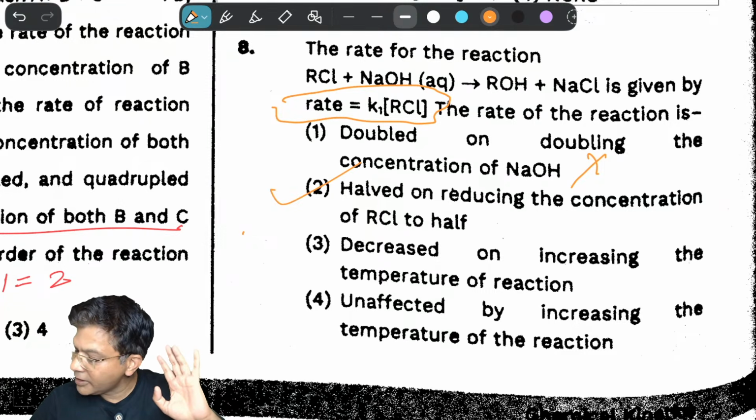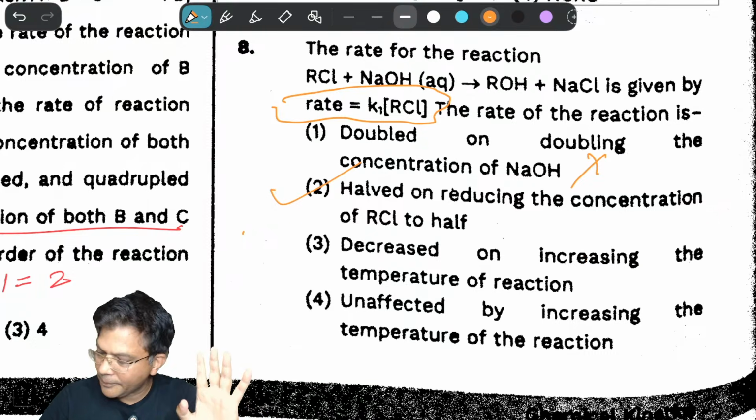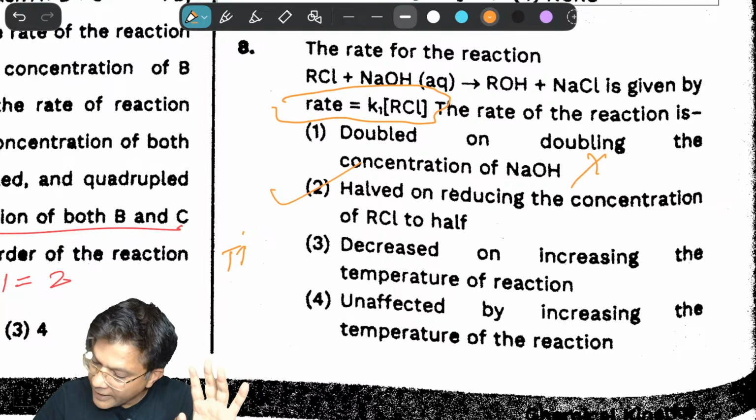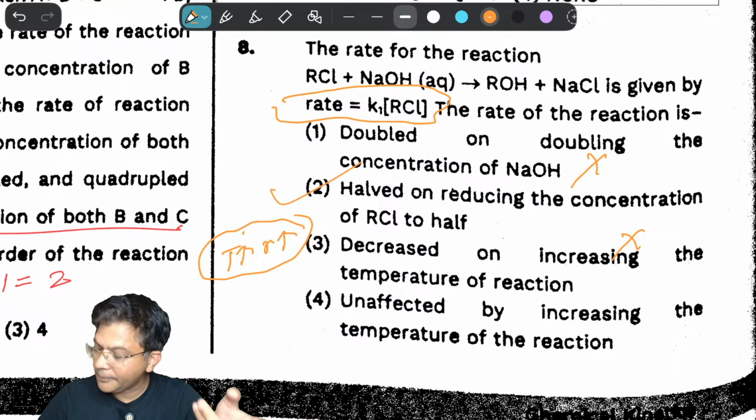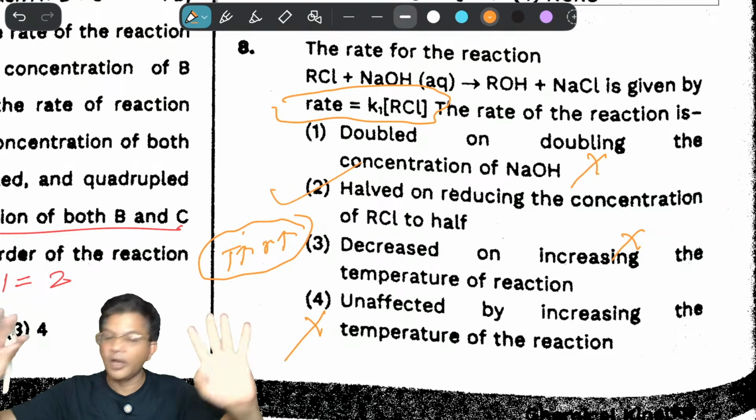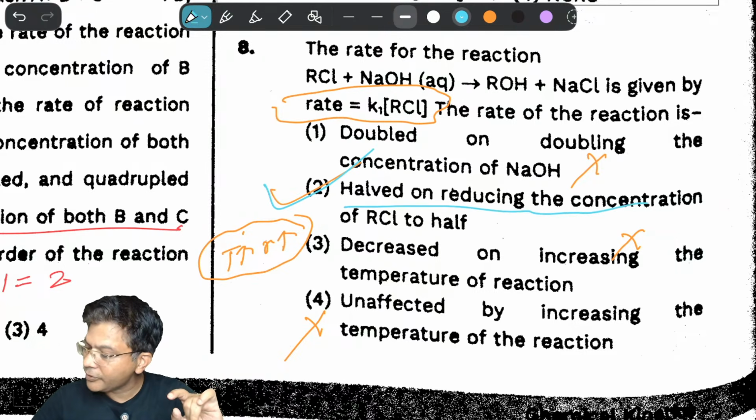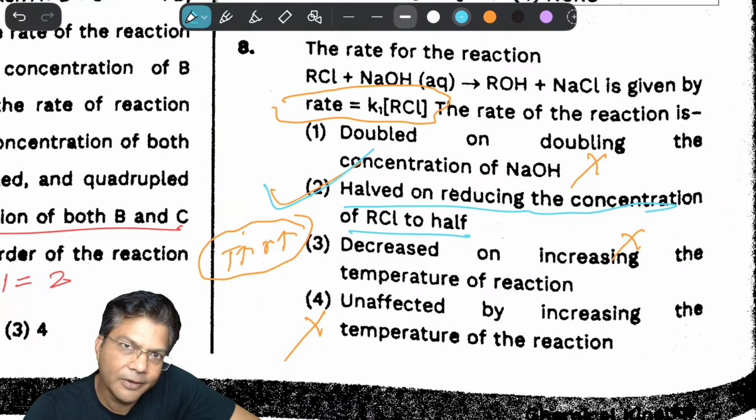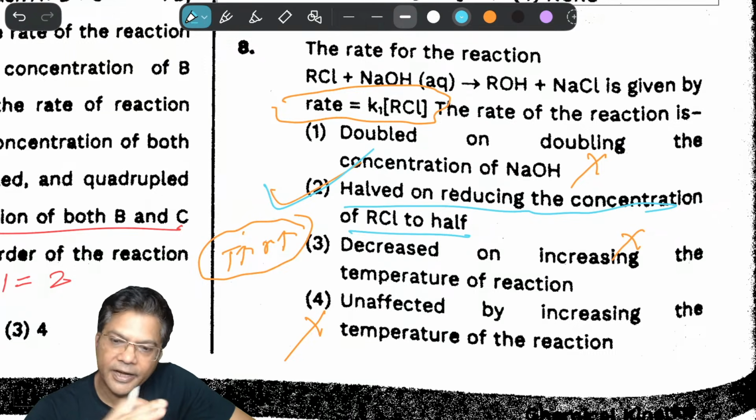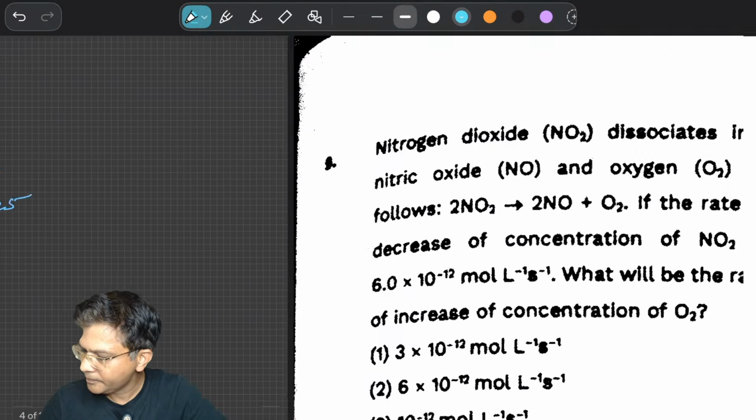Third one, decrease on increasing temperature. If you increase the temperature, the rate of reaction will also increase, so this is also wrong. Unaffected is wrong as well. All are wrong. Only one option is correct, that is the second one: half on reducing the concentration to half, because it is directly proportional. If you double it, the rate will double. If the concentration is half, the rate will become half. Very, very simple question. Now let's move to another page.